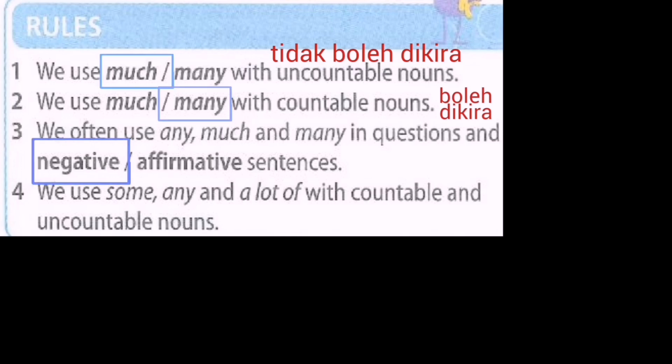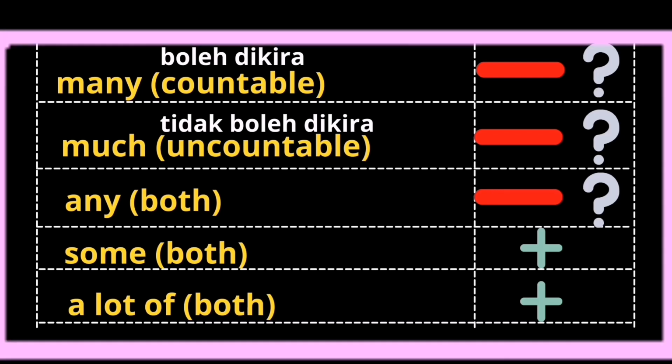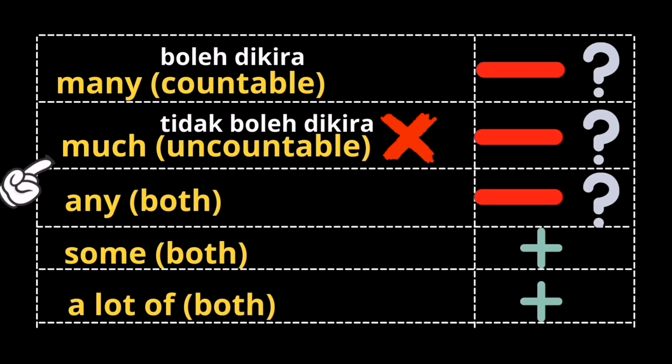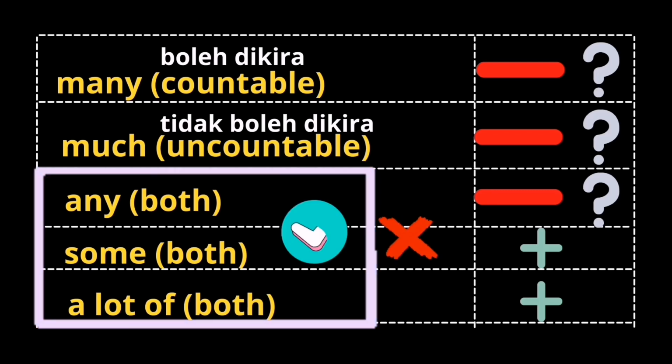Rule number 4, we use some, any, and a lot of with countable and uncountable nouns. To simplify everything, you can refer to this table. We use many for countable nouns, we use much for uncountable nouns, any, a lot of, and some can be used for both countable and uncountable nouns.